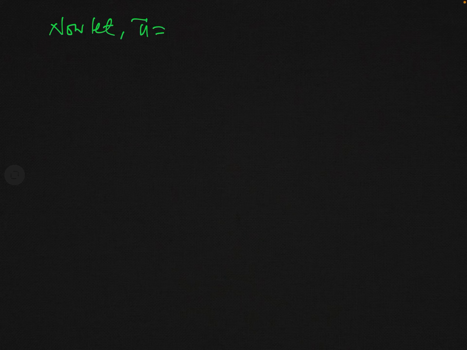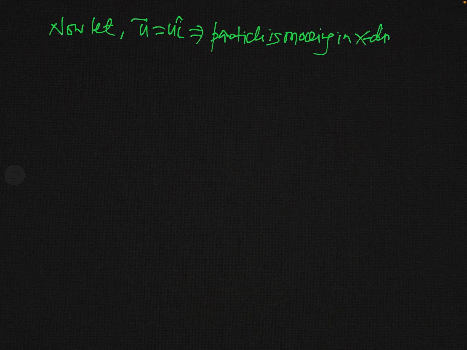vector u is equal to u i. When you say u is equal to u i, what does it mean? It means the particle is moving in the x direction. So this implies the particle is moving in the x direction. And if this vector is in the x direction, the y and z components of this vector will be 0.